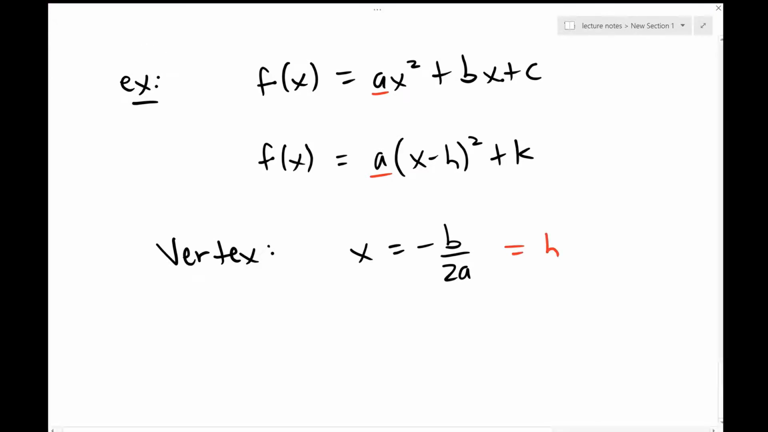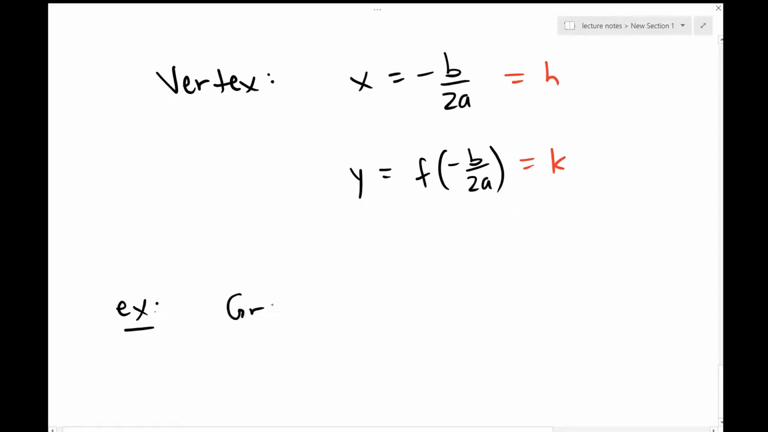For the y coordinate, we simply have to take whatever the -b over 2a value is and plug it back into the function. So we have to find f of -b over 2a. And that will give us the k value every time. So when we're trying to find the coordinates of the vertex using the form ax squared plus bx plus c, we can simply follow this process every single time. So let's take a look at some examples of how this works.